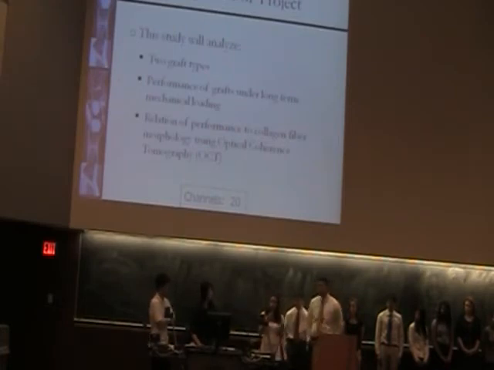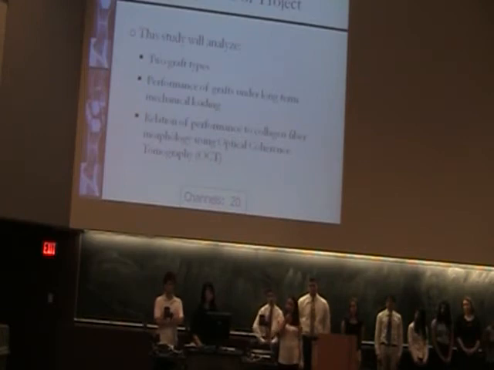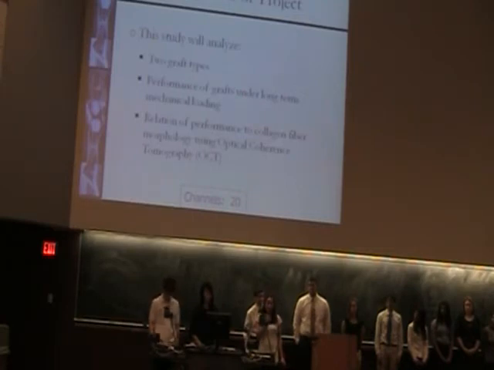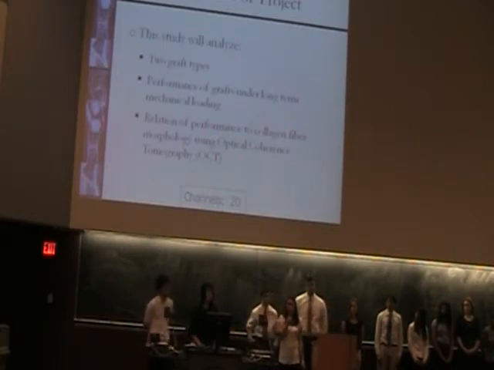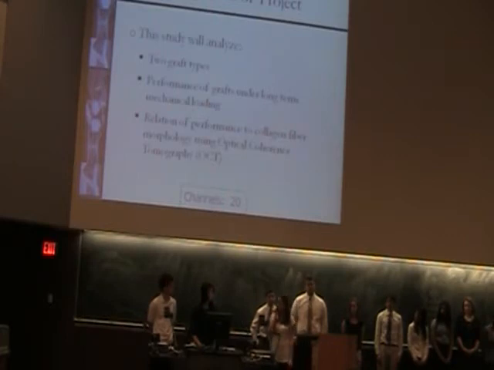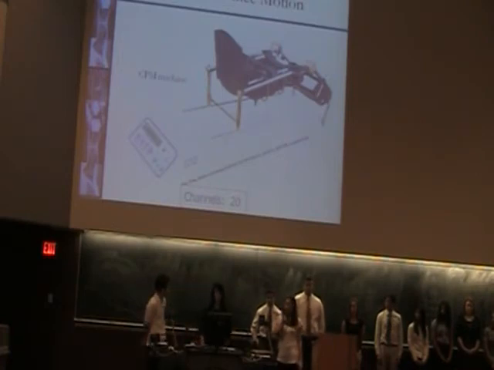Thanks, Ben. Okay, so our research project is unique because we are going to be looking at both common graft types and how they perform under continuous passive motion, and how that variable performance relates to the crimping morphology in the grafts. So we're also going to be using OCT, which makes this project unique in its field. So this is the CPM machine that's used commonly by patients after reconstruction surgery, and this is the machine that we're going to be replicating on our legs.